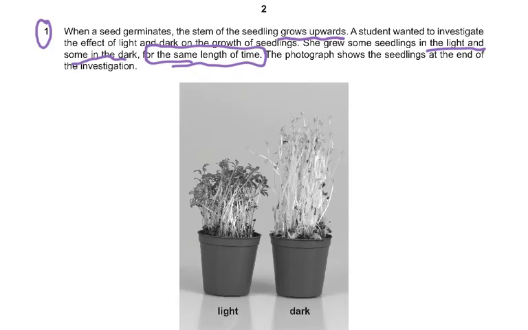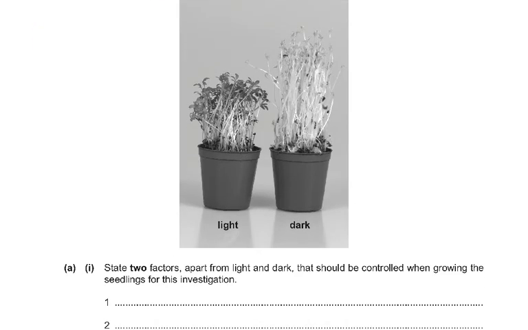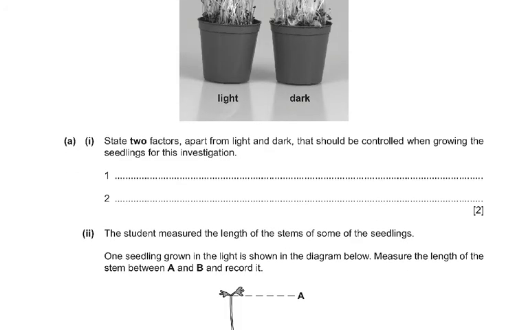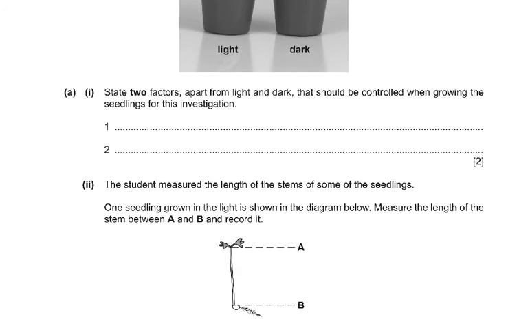So the photograph shows the seedling at the end of the investigation. So we see the ones in the light. What has happened? They've grown less tall, while the ones in the dark have grown taller, and there are fewer leaves on the dark pot and more leaves on the light one. Then let's look at the question now. State two factors apart from light and dark that should be controlled when growing the seedlings for this investigation.